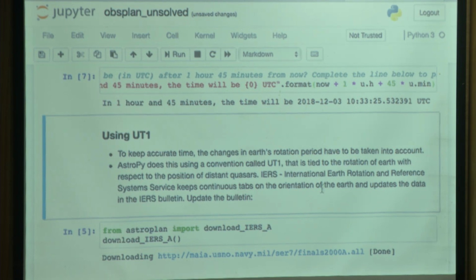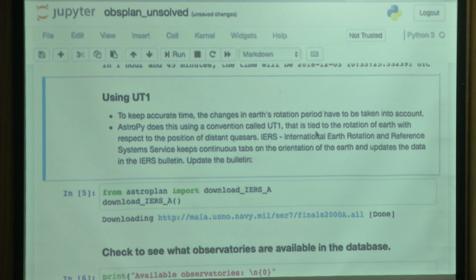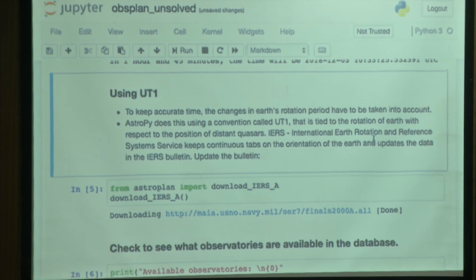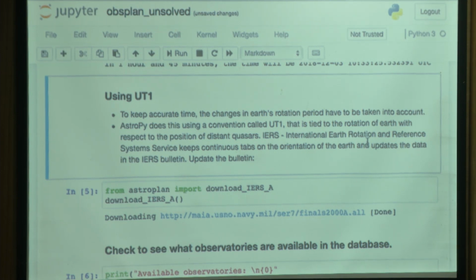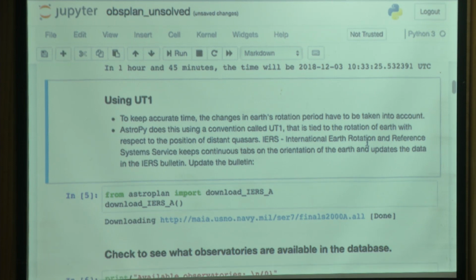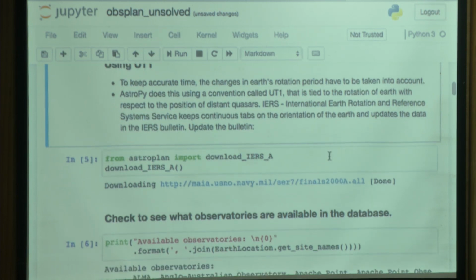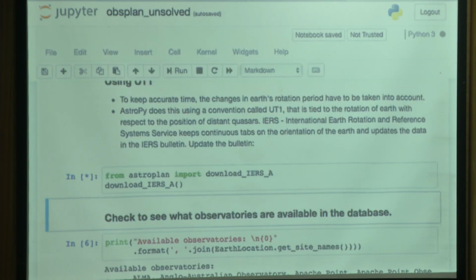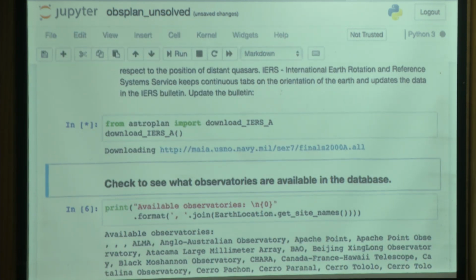Sorry about that. So in order to keep accurate time, there's a standard called the IERS, which is basically the International Earth Rotation and Reference System Service. They take into account the changing period of the Earth's rotation. The period is continuously changing, right? The Earth's rotation period is changing due to tidal forces, so that has to be taken into account to keep accurate time. And this bulletin does it for us. So let's download the latest bulletin and update it. Okay.